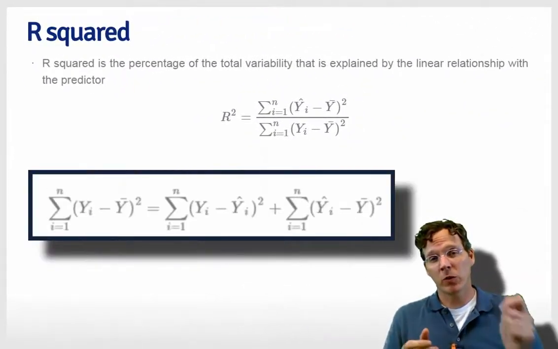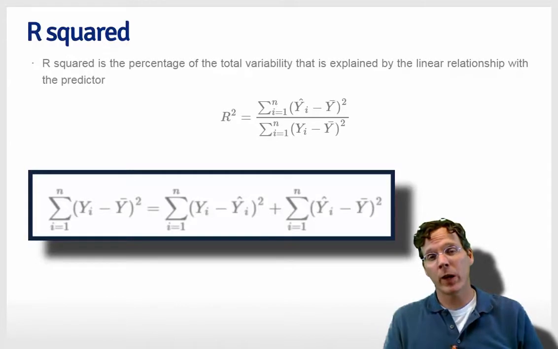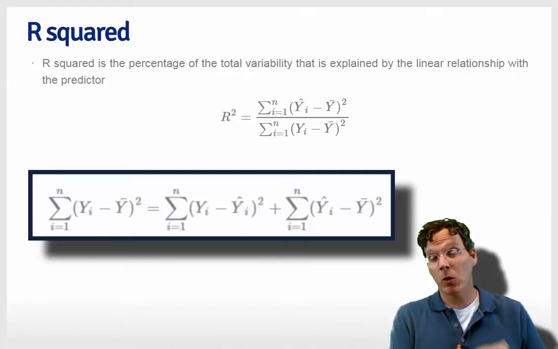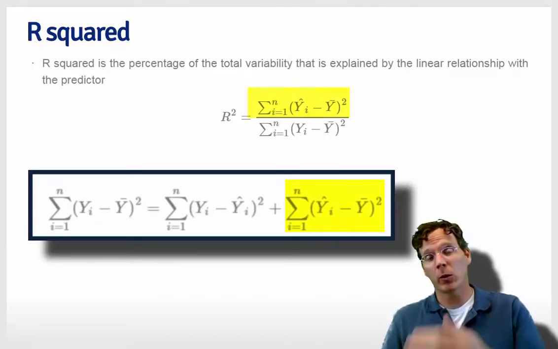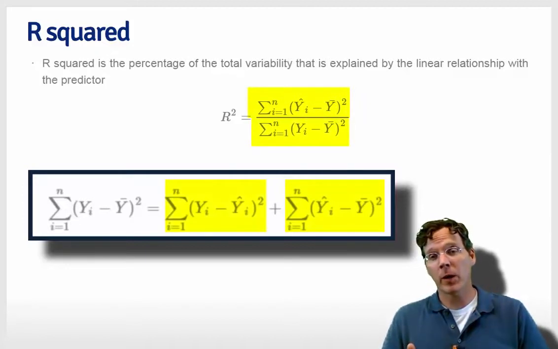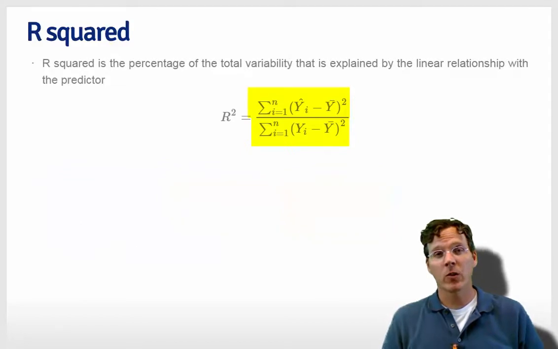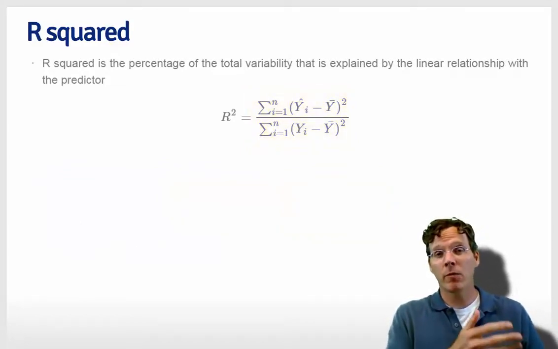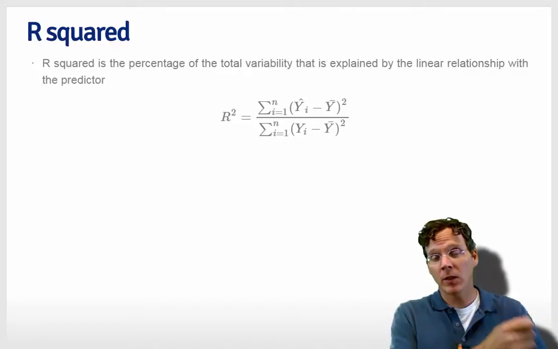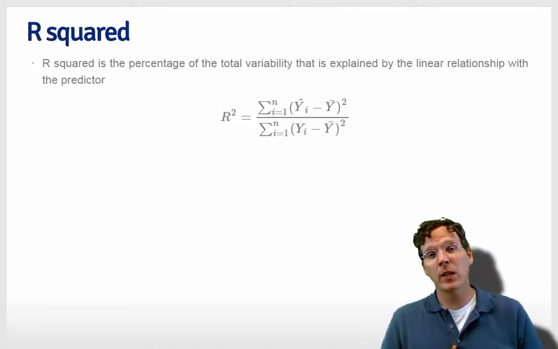Because the residual variation and the regression model variation add up to the total variation, we can define a quantity that represents the percentage of the total variation that's represented by the model. Simply take the regression variation and divide it by the total variation. That quantity is called R squared. So R squared for our diamond example is the percentage of the variation in diamond price that is explained by the regression relationship with mass.